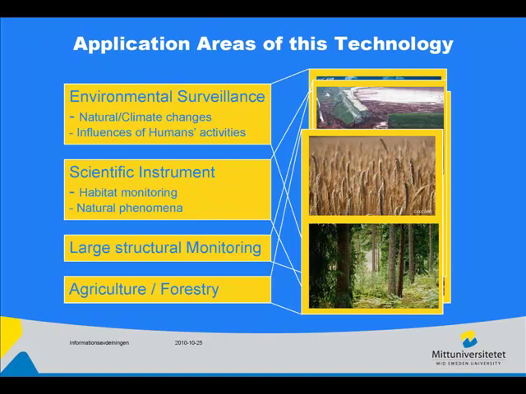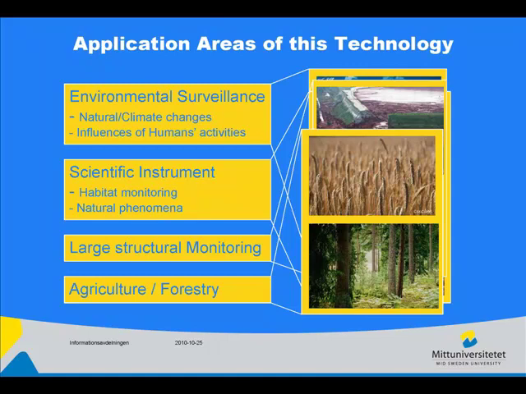Up until now, wireless sensor network technology has mostly been used as a scientific instrument for researchers in biology or chemistry, interested in what's happening in the environment. So one of the first wireless sensor networks deployed for this purpose was monitoring birds' nests, what's happening there. Also, monitoring what's happening in urban environments.